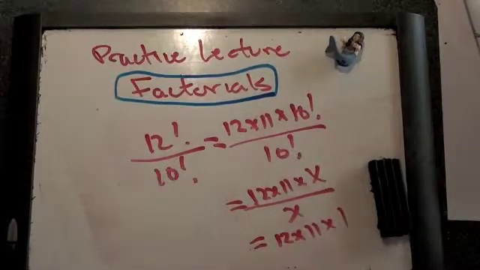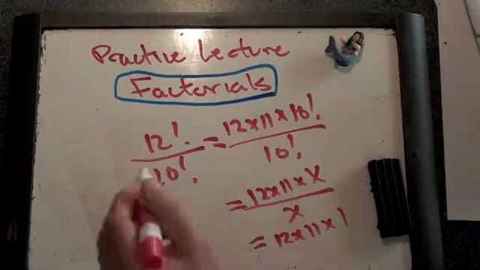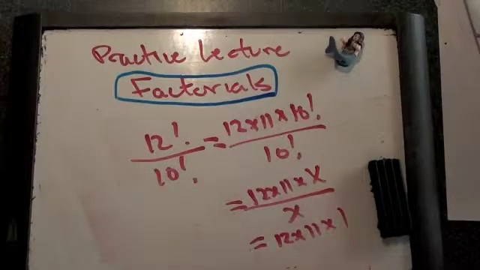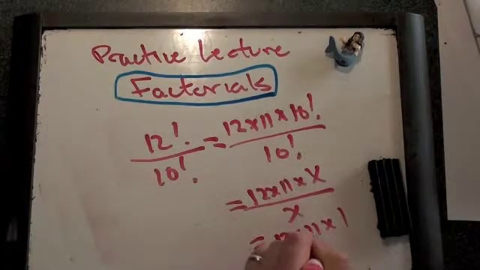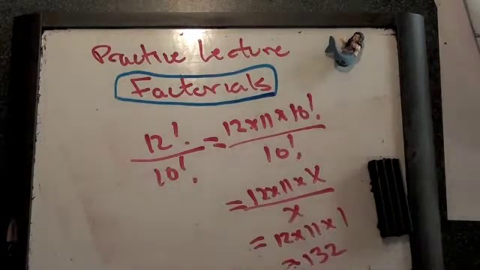What is 12 times 11? Well, I know 10 times 11 is 110. And then 12 times 11 is going to be 110 plus 22, which is 132. So this is 132. That's a little introduction to factorials.